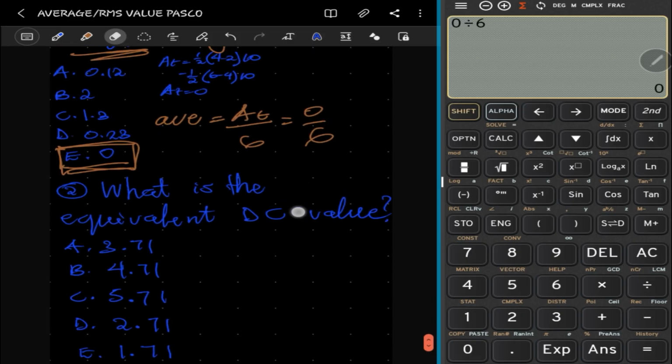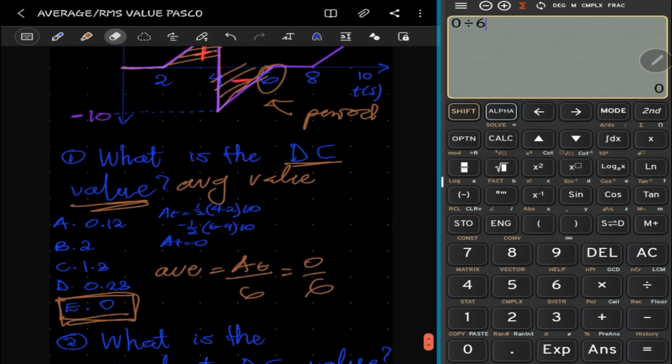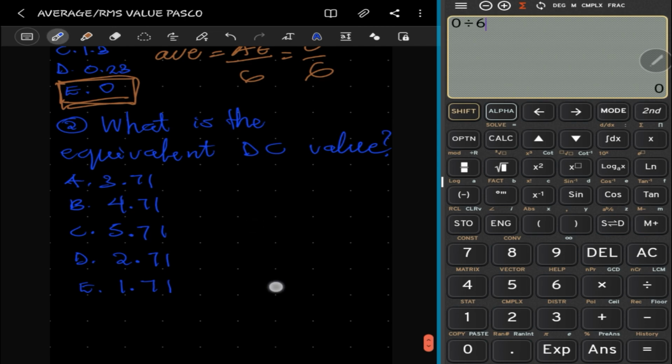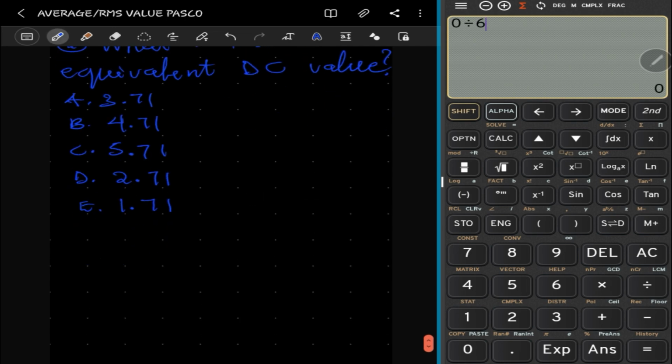When it comes to a right angle triangle, the formula for the area is half times base times height. So this is just the area for a right angle triangle, or a triangle.